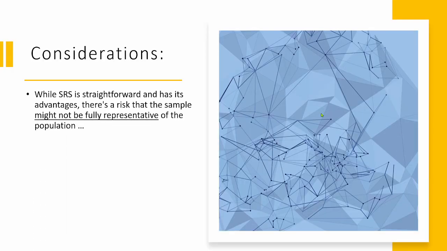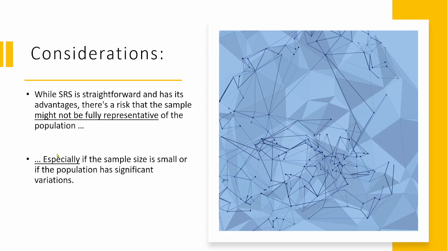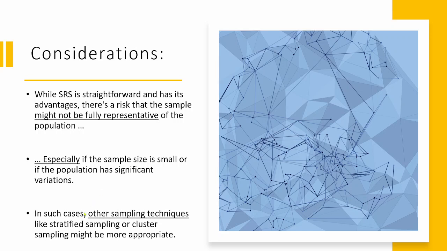Some of the considerations we have to keep in mind: simple random sampling is straightforward, but there is a risk that the sample may not fully represent the population, because this is based on random picking of the data from the data set. Especially if the sample size is small or the population has significant variation. So in such cases, we have to depend on some other techniques.